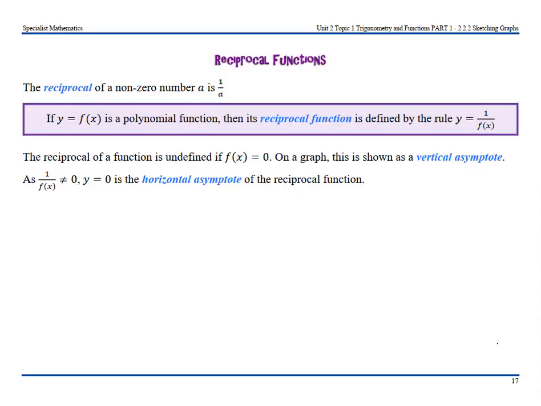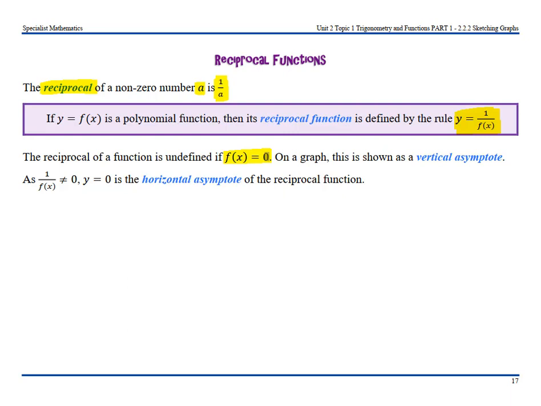This video goes through reciprocal functions and how to graph them. Now recall that the reciprocal of a non-zero number, a, is 1 over a. If y equals f of x, a polynomial function, then its reciprocal function is going to be y equals 1 over f of x. Now remember, we can't divide by 0. So the reciprocal of a function is going to be undefined at f of x equals 0.